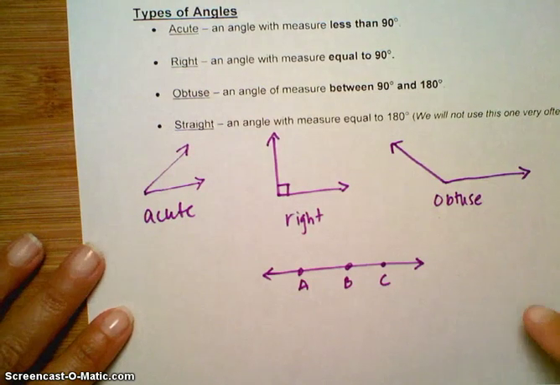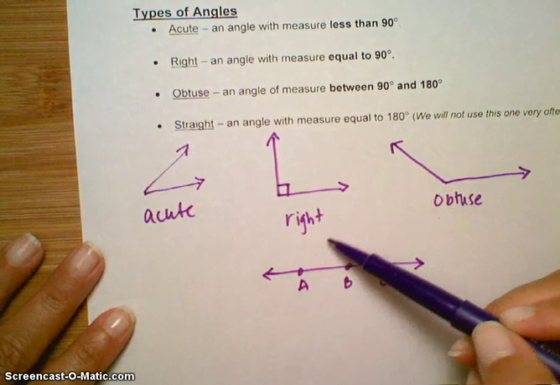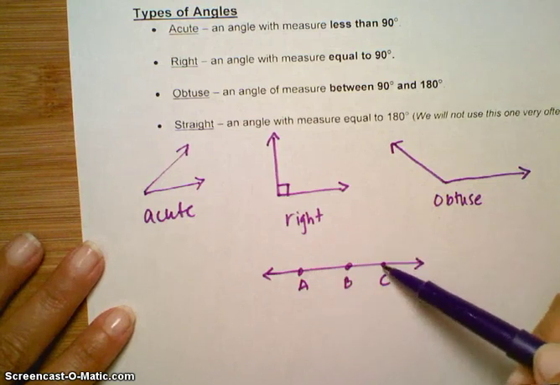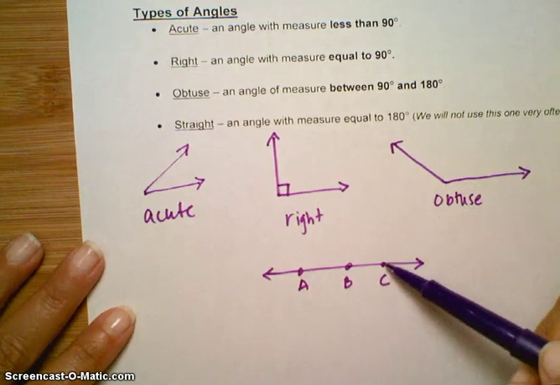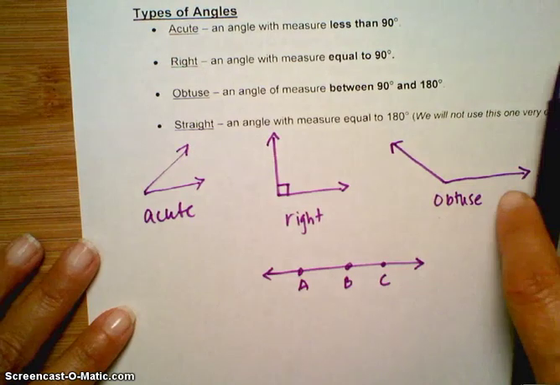So most of the time we're going to talk about it as a straight line, but the important part is to know that it's 180 degrees from one side around to the other. It would be 180 degrees, and that will be important for solving. All right, we're moving on to page 3.